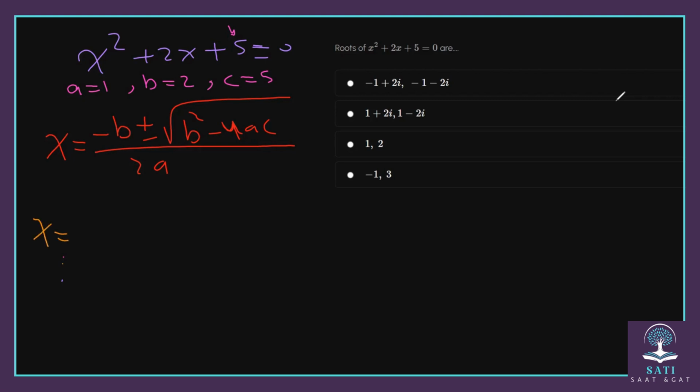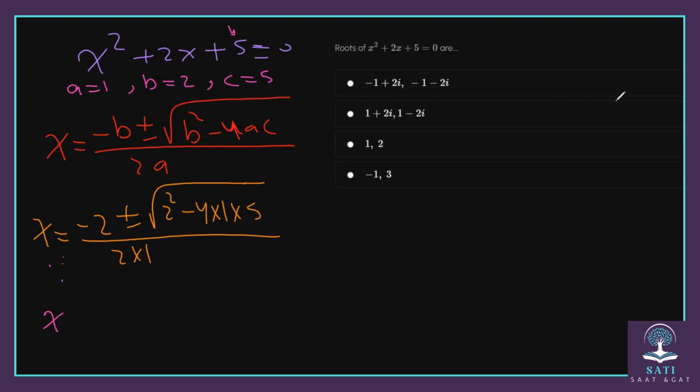x equals negative b. What is b? b is 2, so that means it's negative 2, then plus or minus the square root of b squared, which is 2 squared, minus 4 times a, which is 1, times c, which is 5, over 2a. 2 times a is 2 times 1.